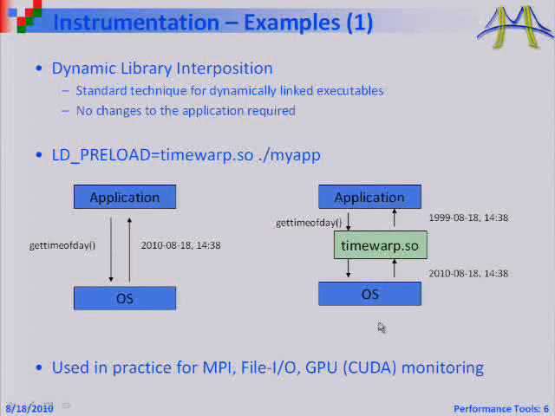And so this is a very simple example with just doing some timing, but this is actually used in practice for monitoring MPI, file I/O, CUDA, and CUDA programming. And that works because all of these mechanisms down here are implemented themselves as libraries, and you can sit in between the operating system, the library that actually implements the functionality, and the application that uses it.